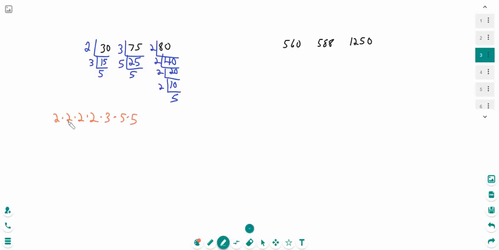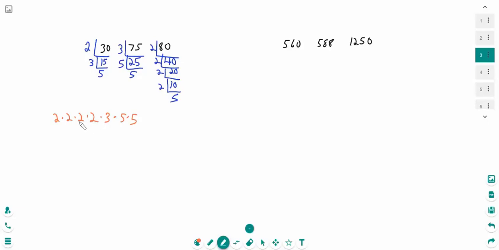So 2 times 2. And you know what? Maybe just for the fun of it, let's go the other way this time. 5 times 5 is 25. 25 times 3 is going to be 75, right? 75 times 2 is going to be 150.